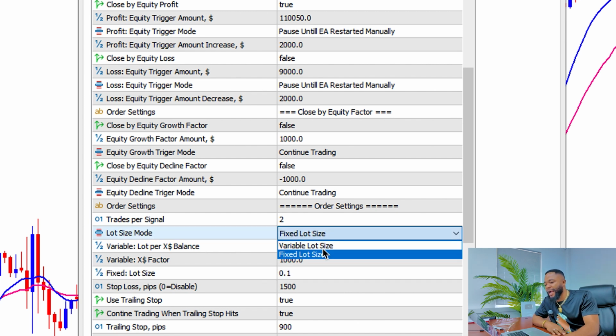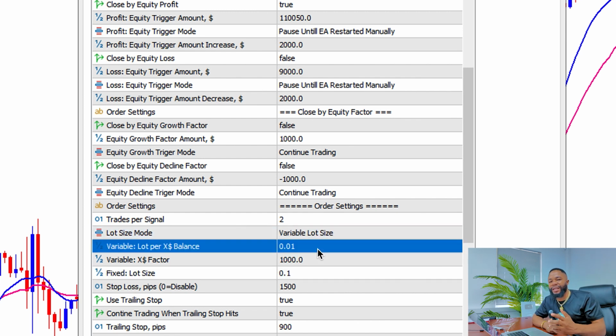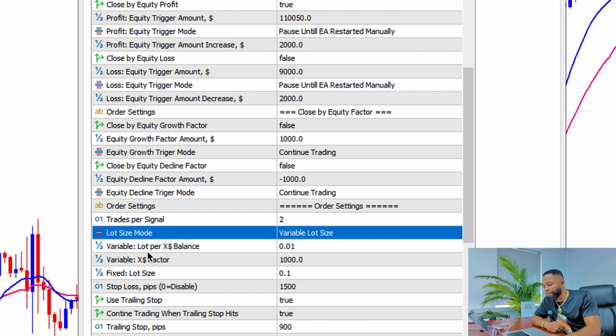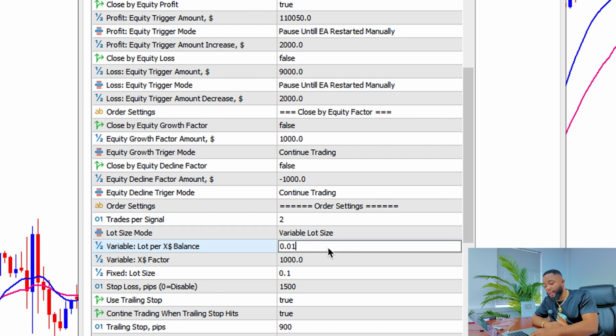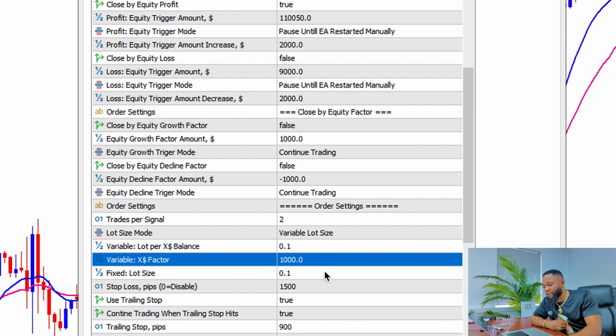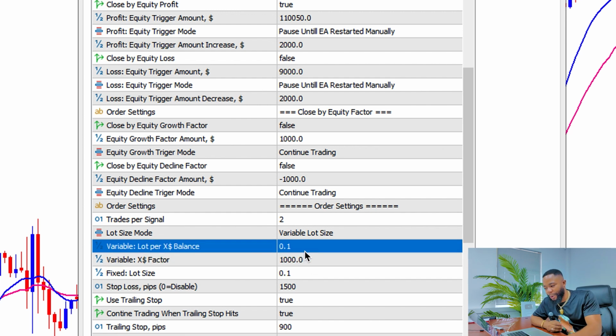But now, what if I come here and I change it from fixed lot size to variable lot size? What is going to happen? It means if I put lot per X balance, and I put 0.1, I'm just going to explain so that you guys can understand. I come here and put 0.1 and I put X factor $1,000. Let's just say I have a $10,000 account, right? The robot is going to start trading with this particular lot size, 0.1.